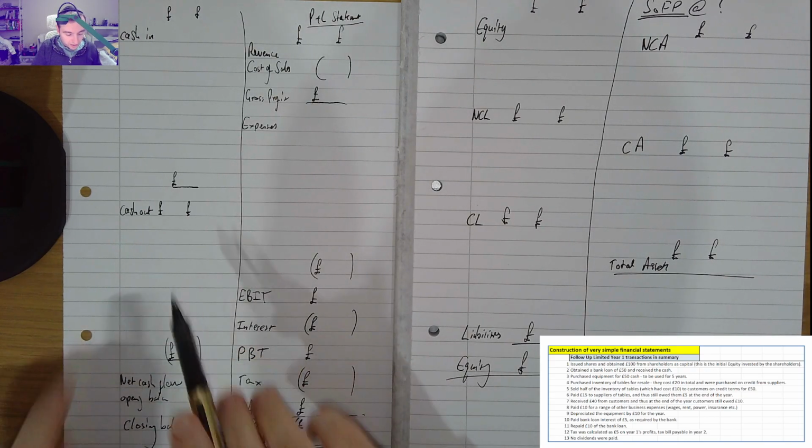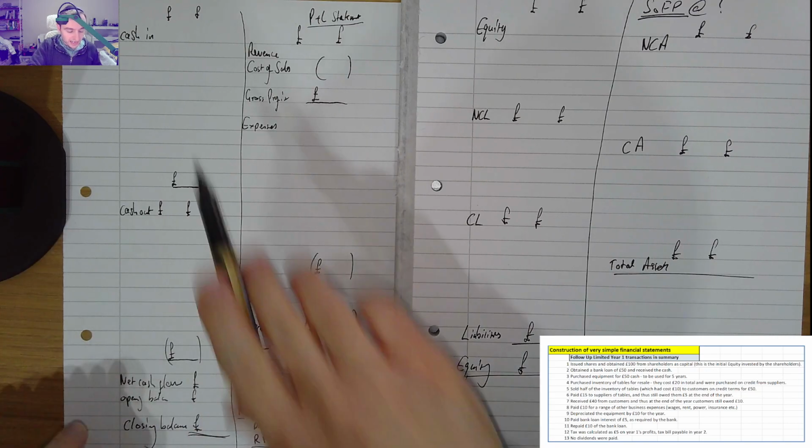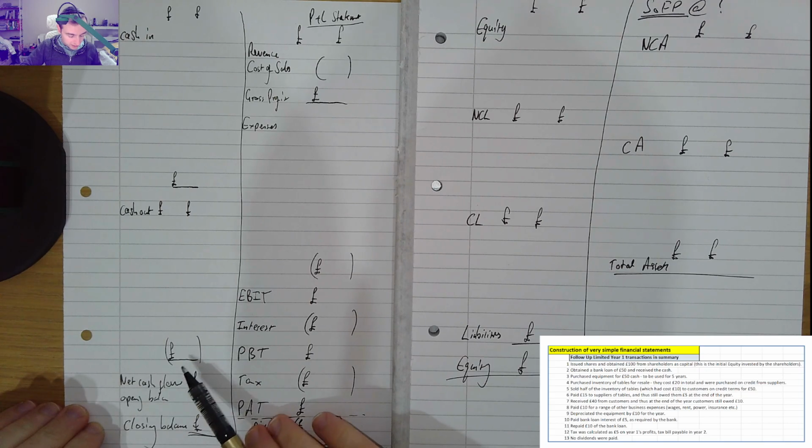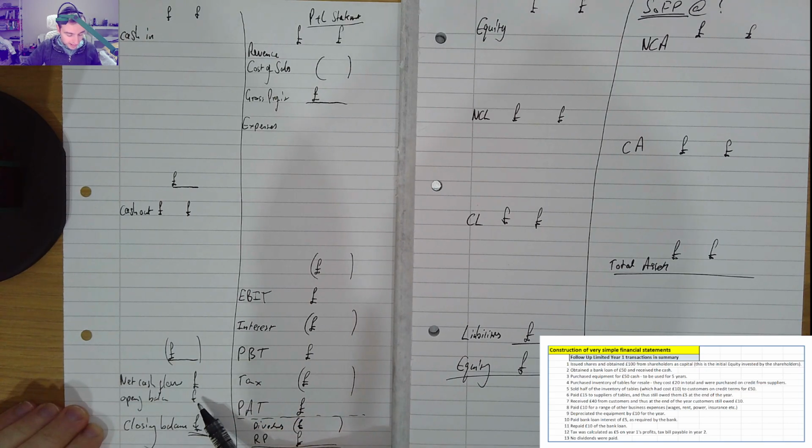We've got cash in on the left. Cash flow statement. So we've got cash in, cash out, cash in minus cash out will give you the net cash flow. Add that to the opening balance, closing balance.